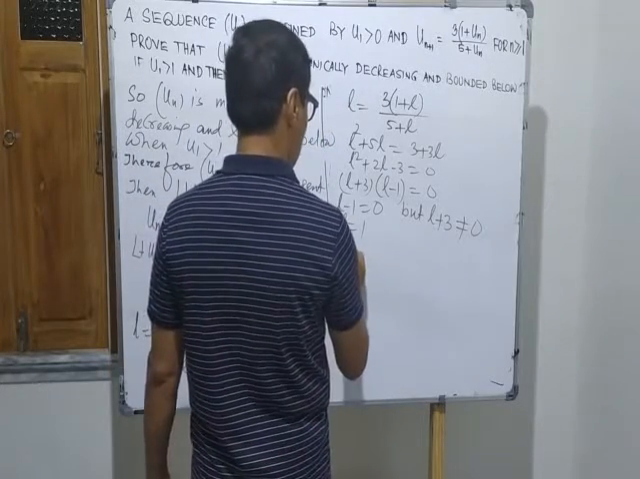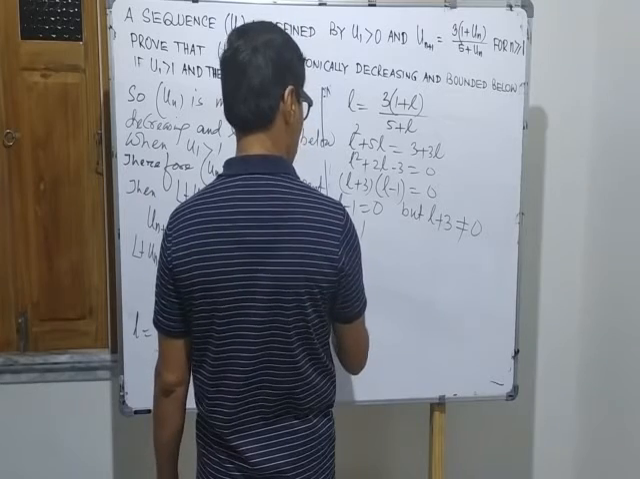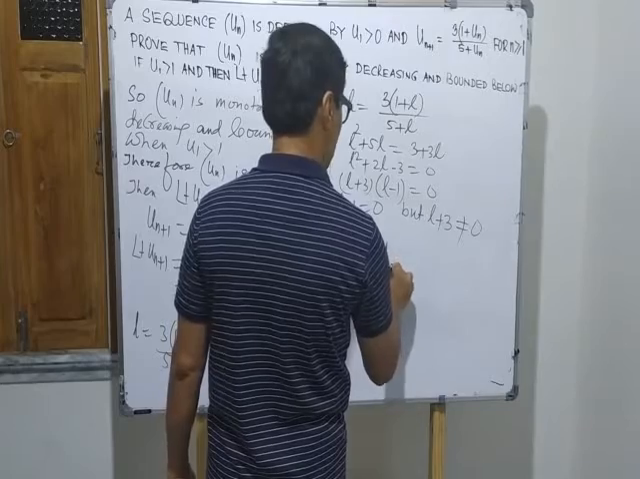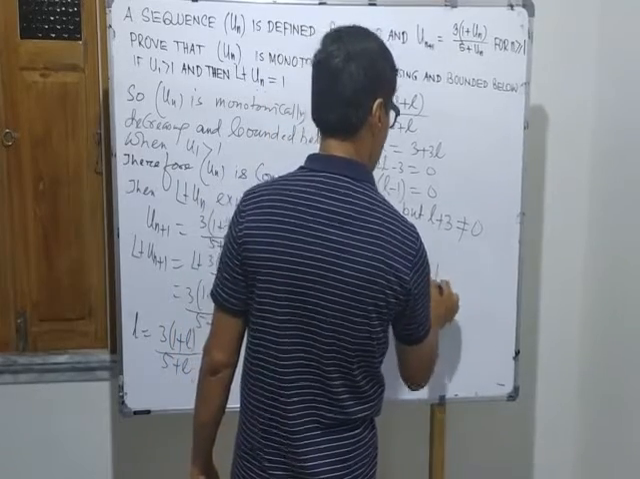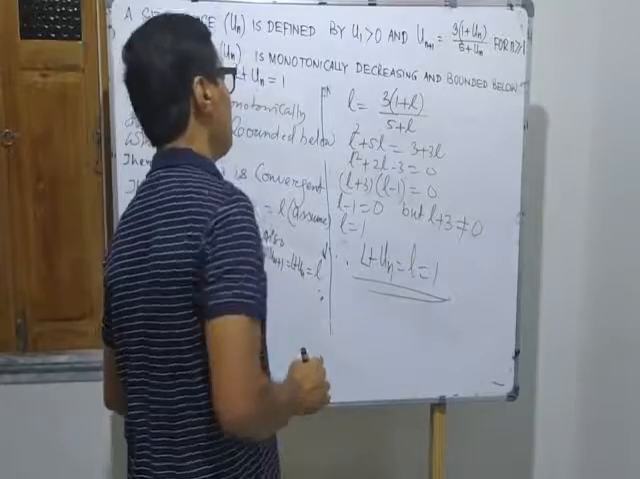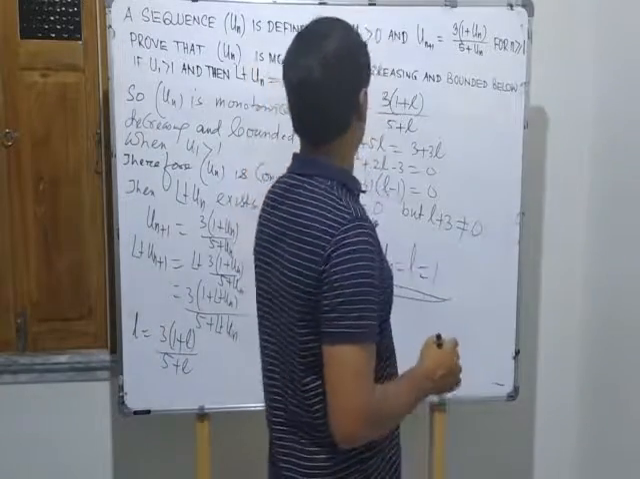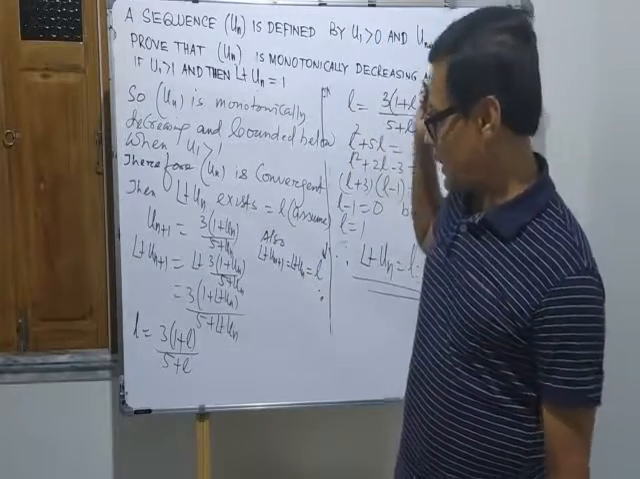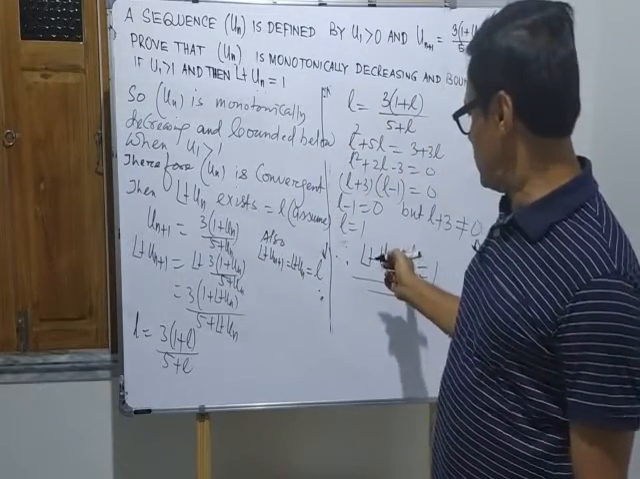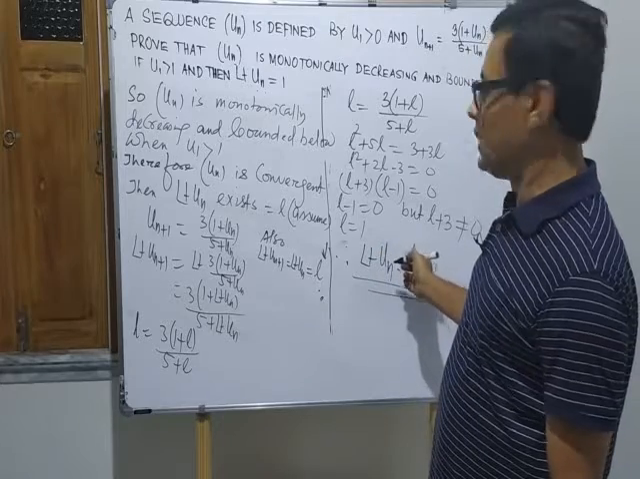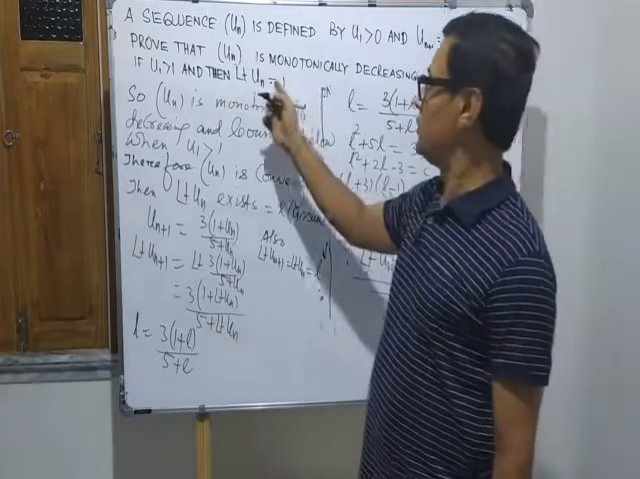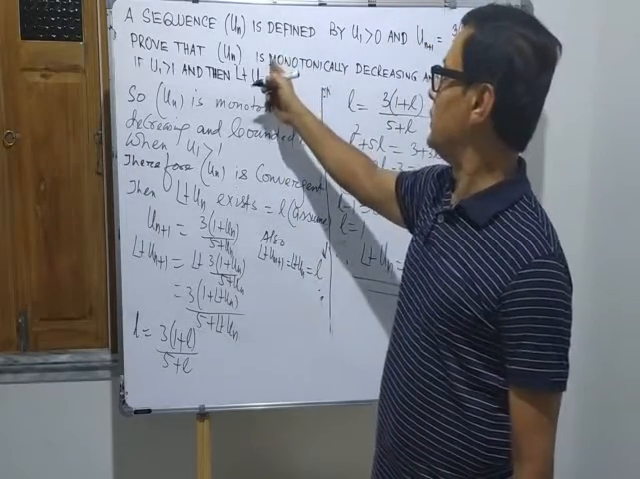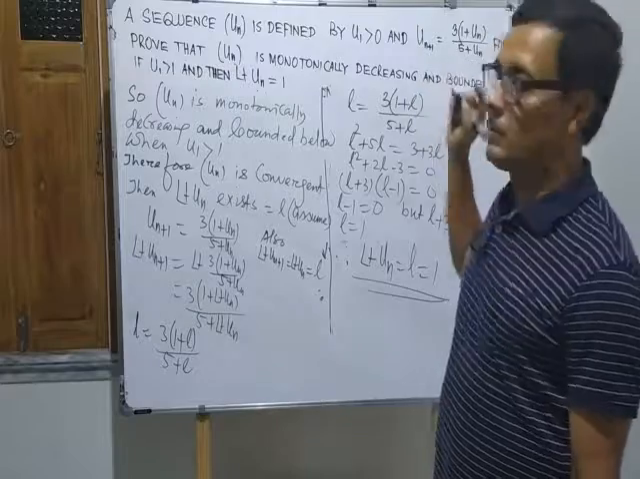Therefore limit un equal to L equal to 1. So we have proved two statements. The first statement was un is monotonically decreasing and bounded below, which we have already proved, and at last we have proved limit un equal to L equal to 1.